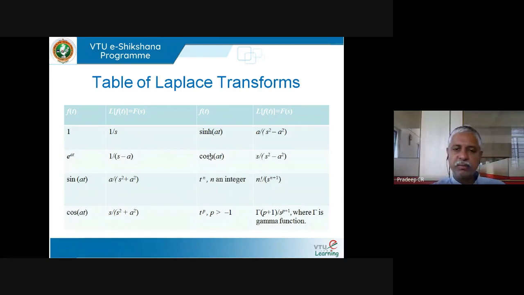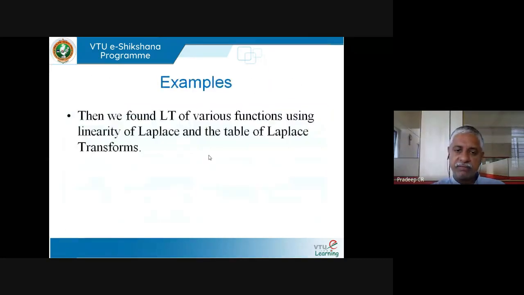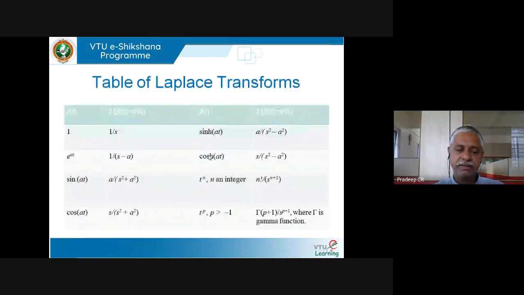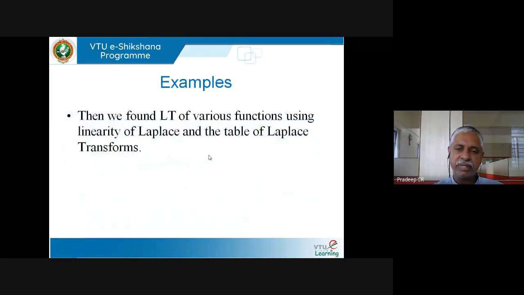And then what did we do? Apart from finding Laplace transform of these standard functions, we picked up functions from standard functions, from elementary functions, and tried to find Laplace transforms of those functions. For that, we used linearity and table of Laplace transforms. Let me recall what we did there.